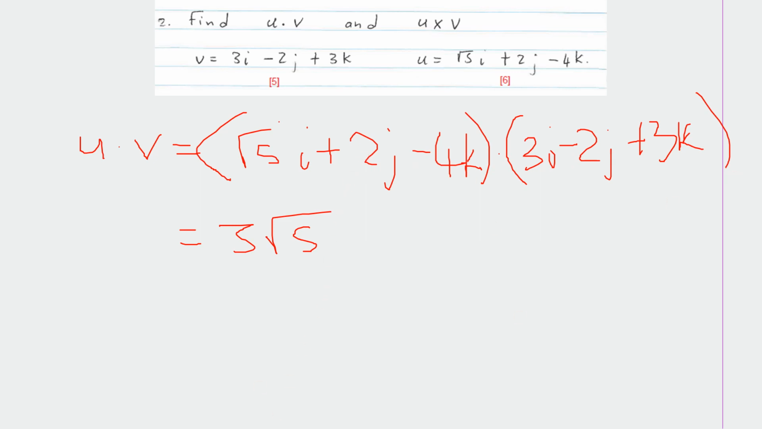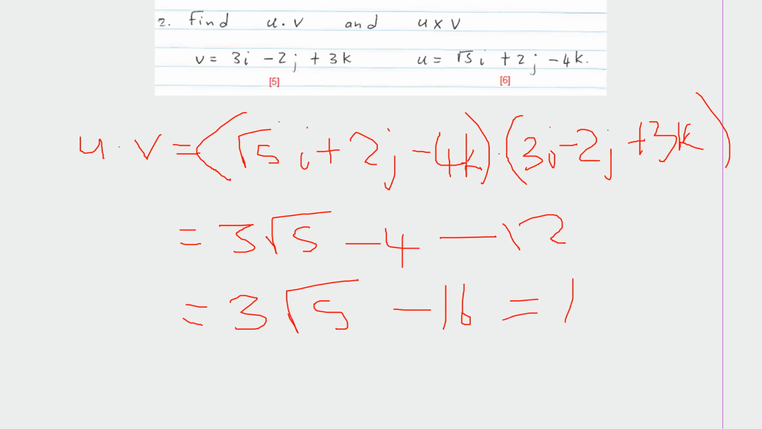Then you go to the second one, which is j and j. You say 2 multiplied by negative 2, that will be negative 4. Then you go to k and k. For k and k, negative 4 multiplied by 3 is going to be negative 12. So when you put everything into your calculator, it will give you the final answer. I'm sorry that I don't have a calculator with me, but you can work it out and get the final answer. Okay, that is how you get a scalar product.